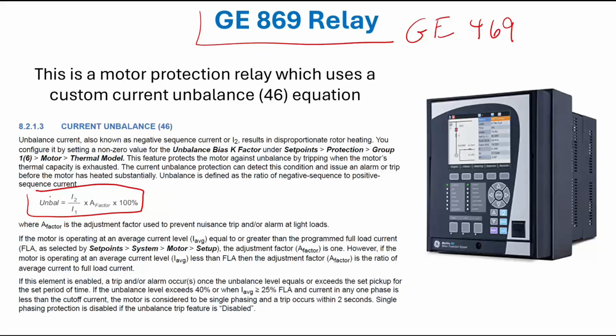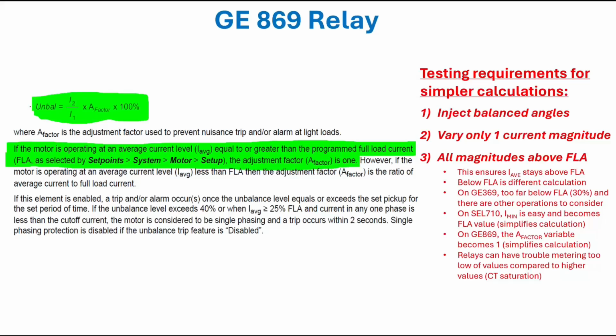And so this is the equation. Again, just like the 369, we're not going to go over time delay. It's just a definite time delay. There's no curve or anything to calculate. So this is our equation, and like I said, we're gonna keep all balanced angles. We're gonna stay at FLA, and then we're just gonna vary one current magnitude, which is gonna be IA, above FLA, so that this way we can simplify our math.